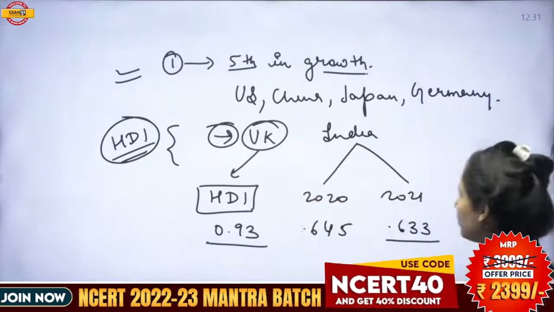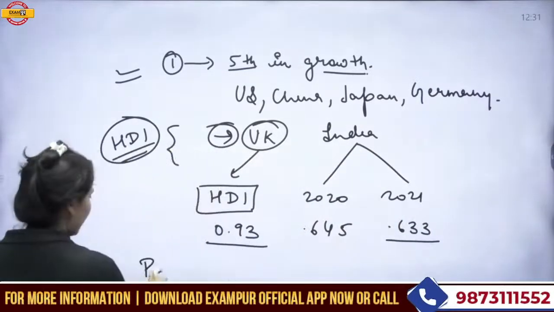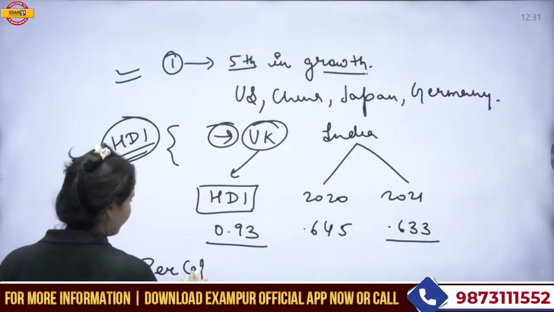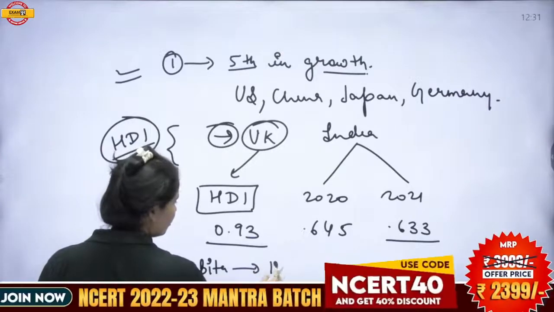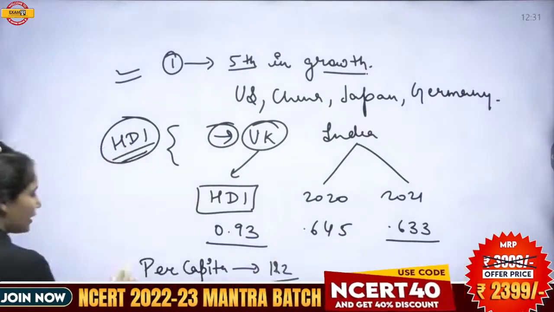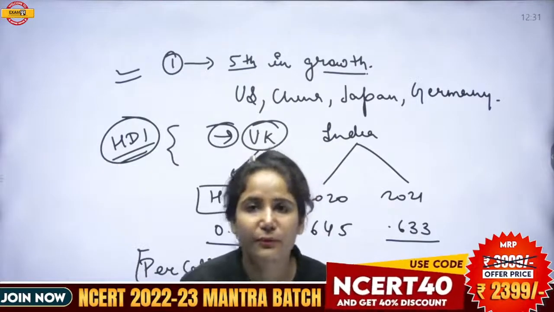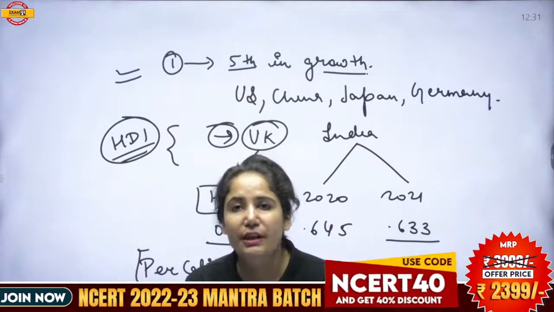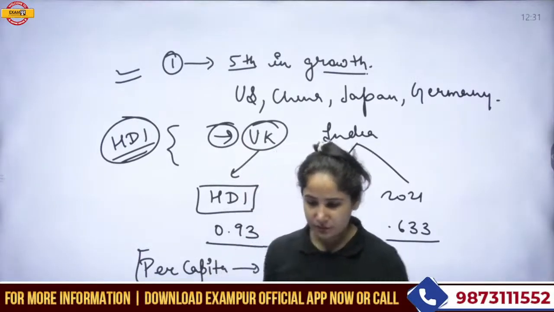Okay. So next point, if we do talk about the per capita income, we are on 122 rank. Okay. Or we can just expect to reach below 50. We can just make the expectation to reach below 50. Okay.